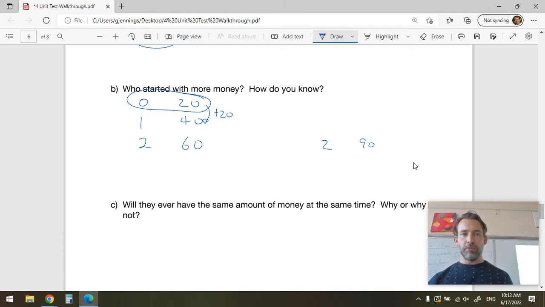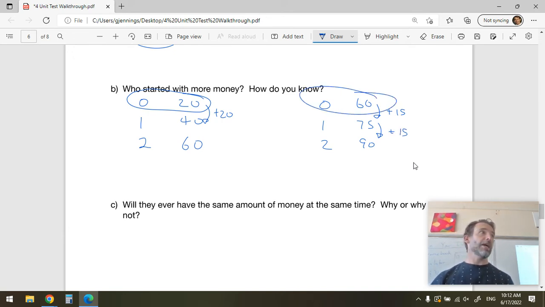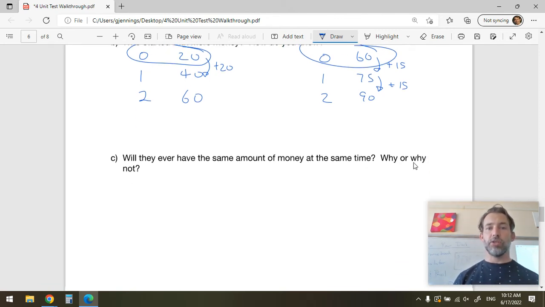$90, yeah. And so in month 1, he must have had 75, and in month 0, he would have had 60, because he wants to add $15 each month. So I could use a table here to find that Amar started with more money. I could also use an equation, and the B value would give me their initial value, how much money they had. So there's a few different ways to answer that question.